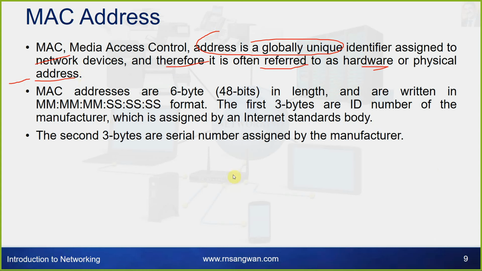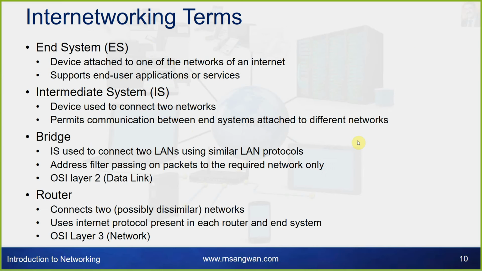MAC addresses are 6 bytes, that is 48 bits in length, and are written in this format: MMMMMM and then SSSSSS. The first 3 bytes are the ID number of the manufacturer who developed it, like the company. And then the next 3 bytes are the serial number assigned by the manufacturer. Hence, we are globally able to identify who was the manufacturer and what was the serial number internally given by that manufacturer for this device. So with the manufacturer and serial number, the MAC address becomes unique across all the devices over the internet in the entire world.